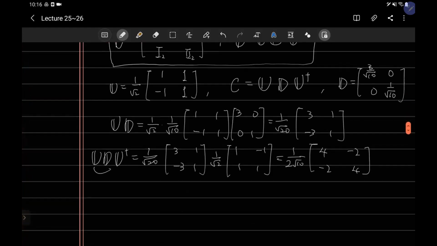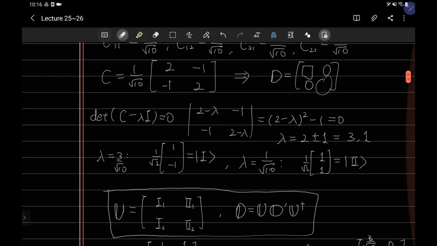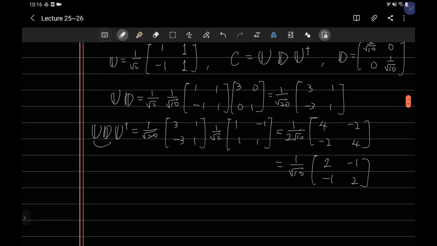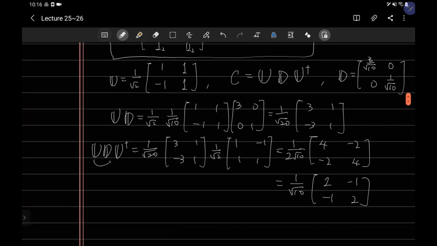So what I know is that we have the factor of 1 over square root of 10, and then they will cancel. So 2, minus 1, minus 1, and 2. So yeah, this is exactly the same as our original C. So C can be decomposed into these three matrix product. So what I'm going to do is, if I replace the original C with this combination, then we will actually obtain a very interesting result.